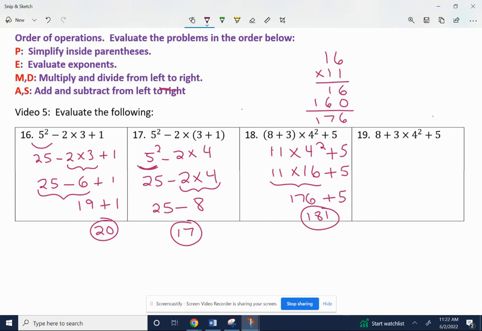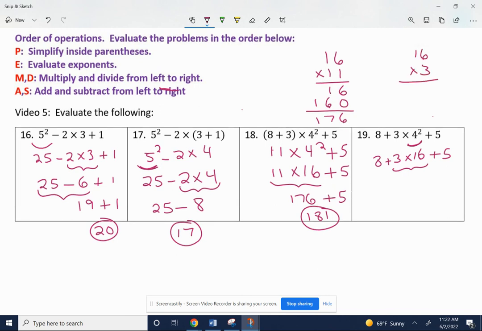The last one. Look for parentheses first, and there isn't any. Look for exponents next. There is an exponent. 4 to the second is 16. I want to bring down the rest of the problem. I have 8 plus 3 times 16 plus 5. We look for parentheses, we look for exponents. Now we do multiply and divide. We do have a multiply. 3 times 16.